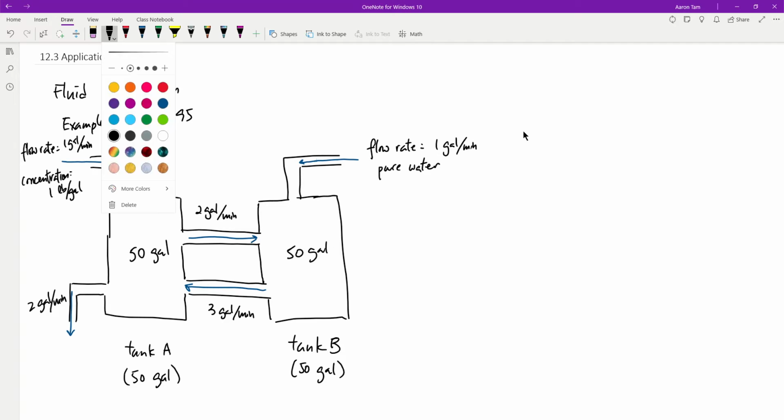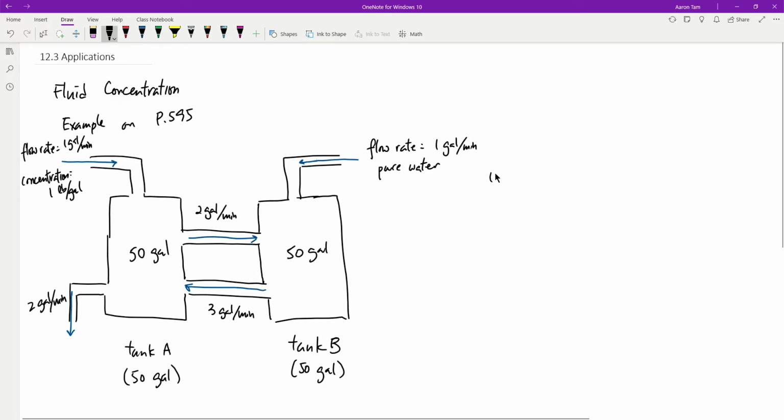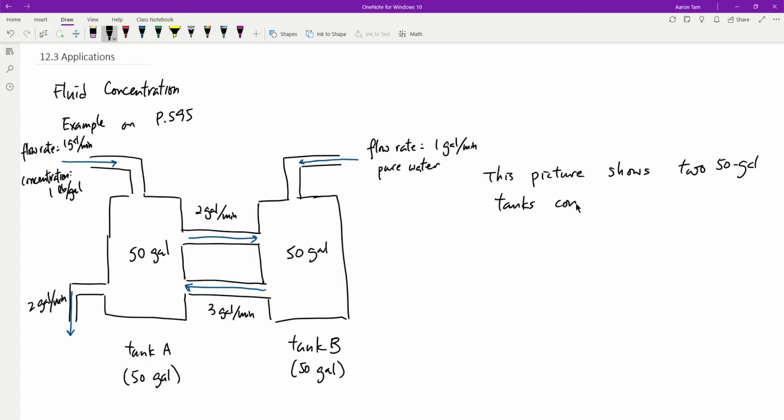So let's talk about this problem right here. This picture shows two 50-gallon tanks connected by pipes with inlet and outlet, as shown.